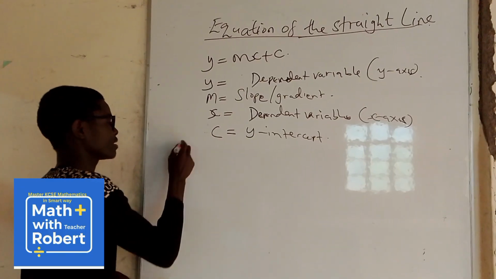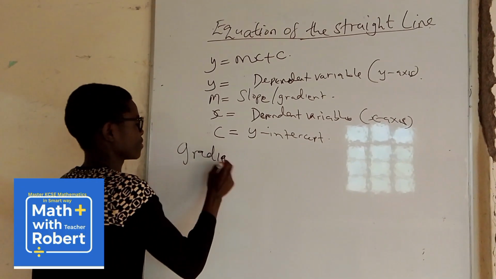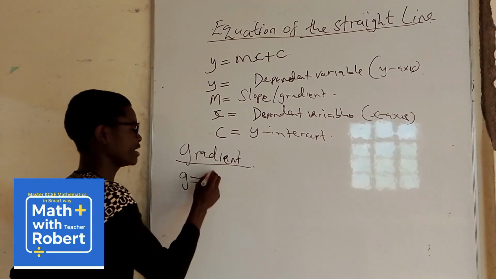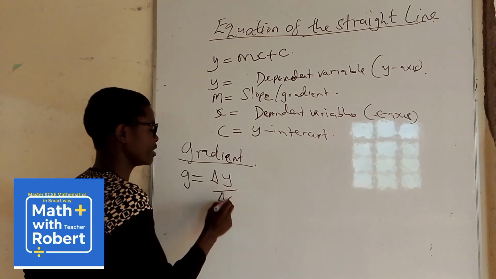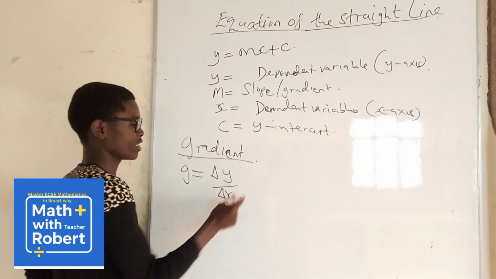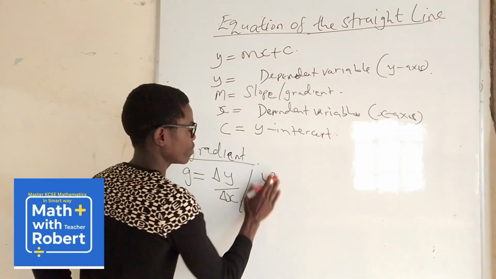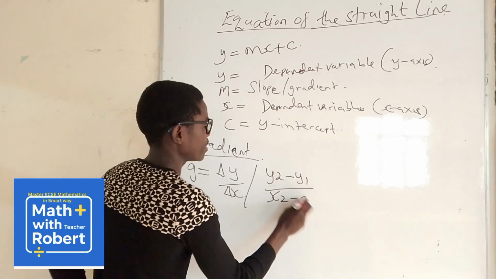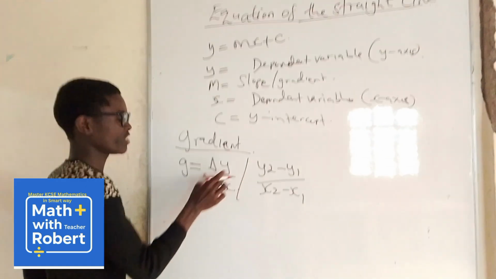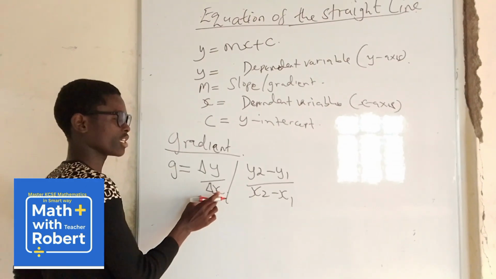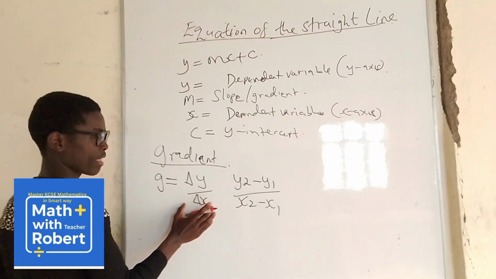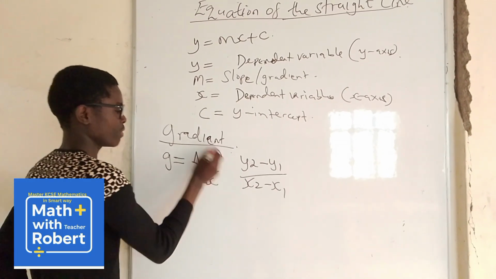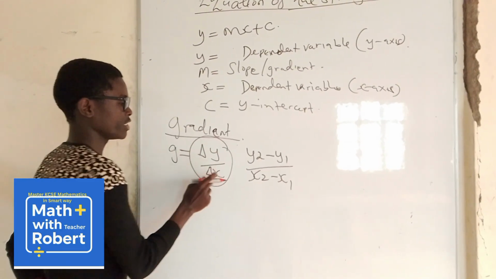So we start with the gradient. To get the gradient, it is changing y over changing x. That's how we get the gradient. That is (y2 minus y1) over (x2 minus x1). So this one is the same as changing y, and this one is the same as changing x. So we use this formula. But if this one is challenging, you may understand this one first before you get this one. But we normally use this one, that is changing y over changing x.